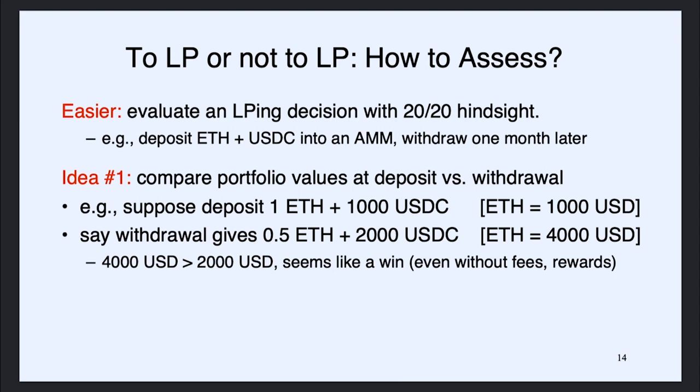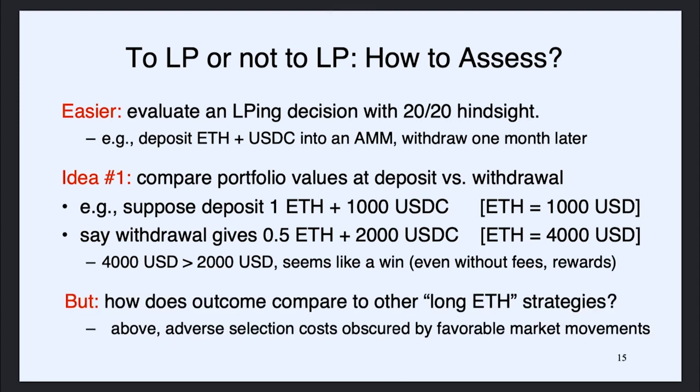That means the cash value of your deposit at the time of deposit was $2,000. The cash value of your withdrawal at the time of withdrawal was $4,000. So even ignoring anything you might have made from fees, it seems like a good move, okay? But this is actually really sloppy thinking, okay? So why is this sloppy thinking?